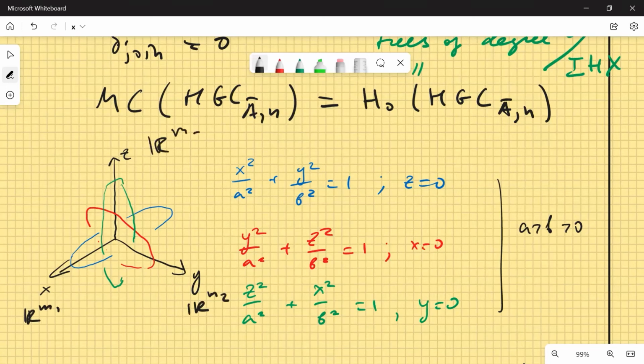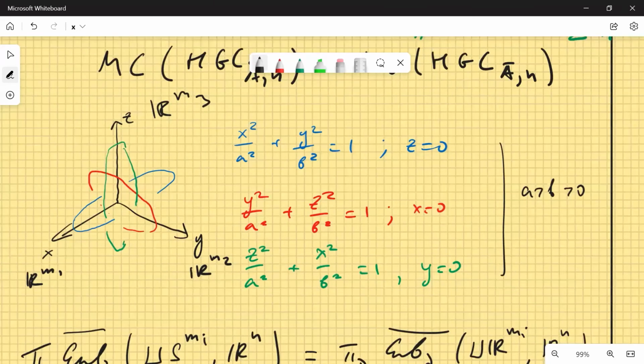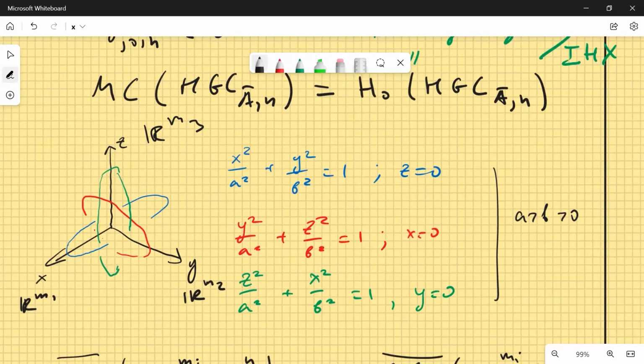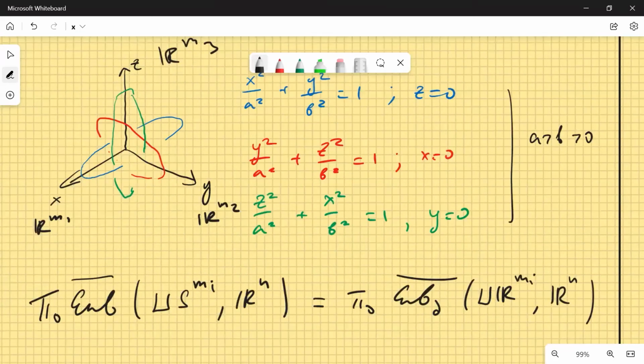And then we have this equation. So essentially it's going to be an embedding of components. One component has dimension M1 plus M2 minus 1, another component M2 plus M3 minus 1, and the third component of dimension M2 plus M3 minus 1.